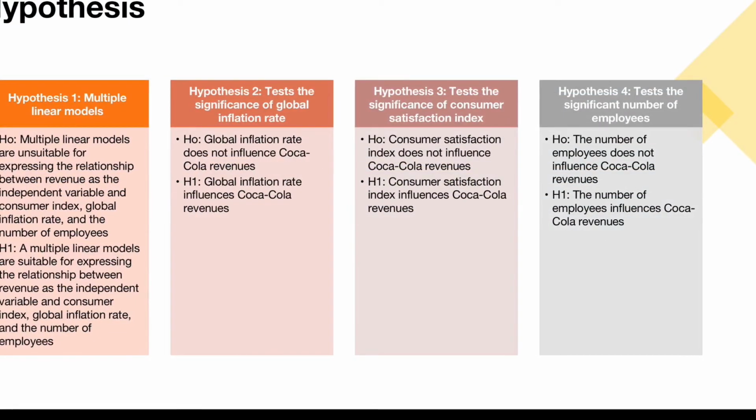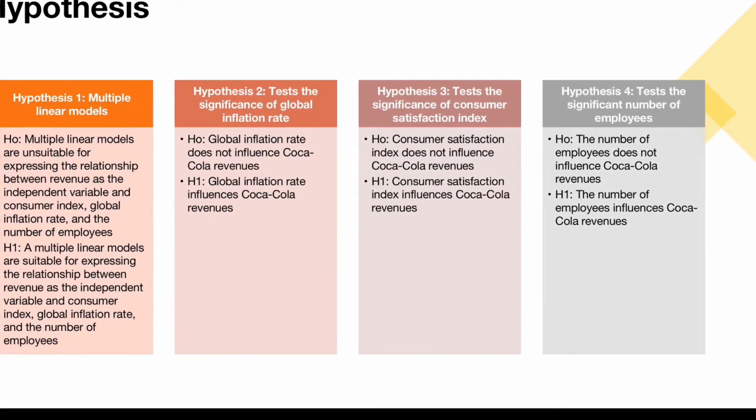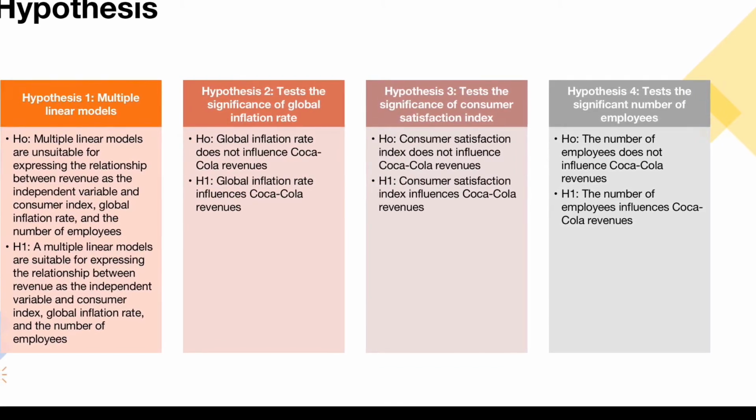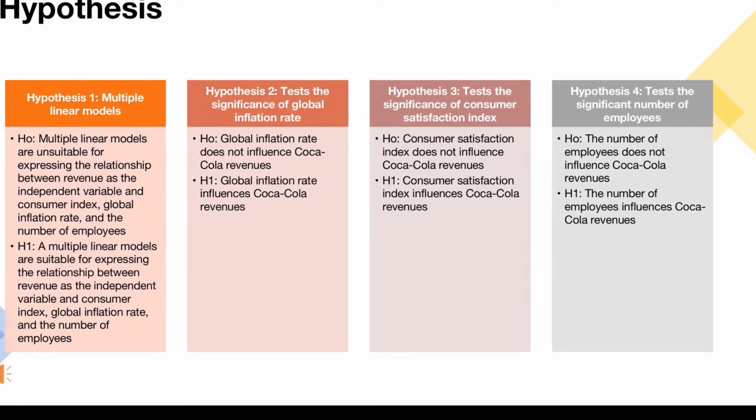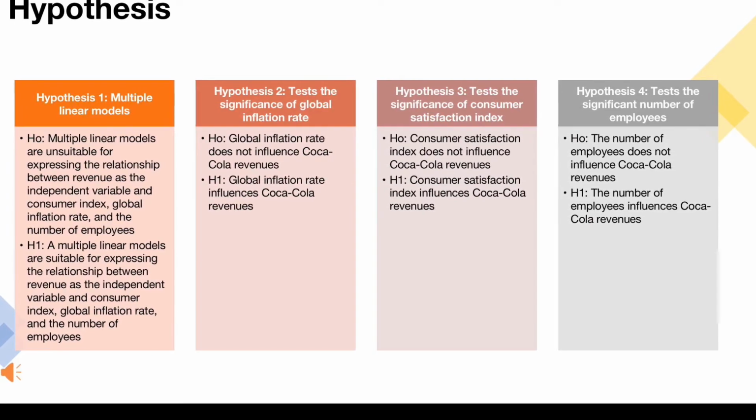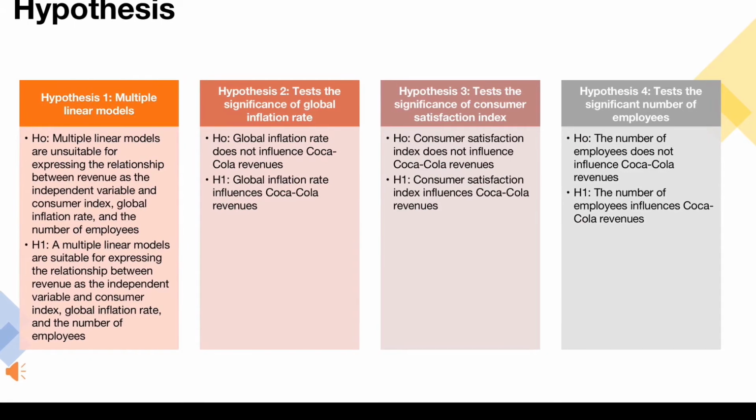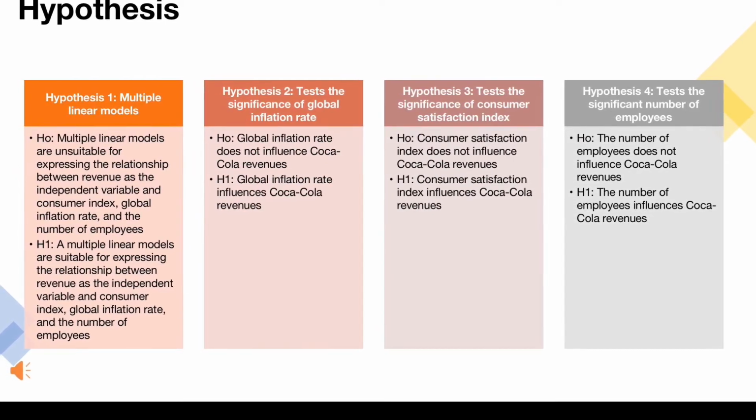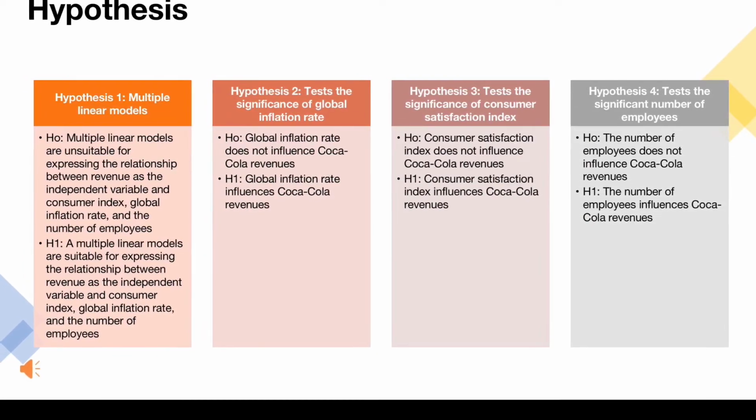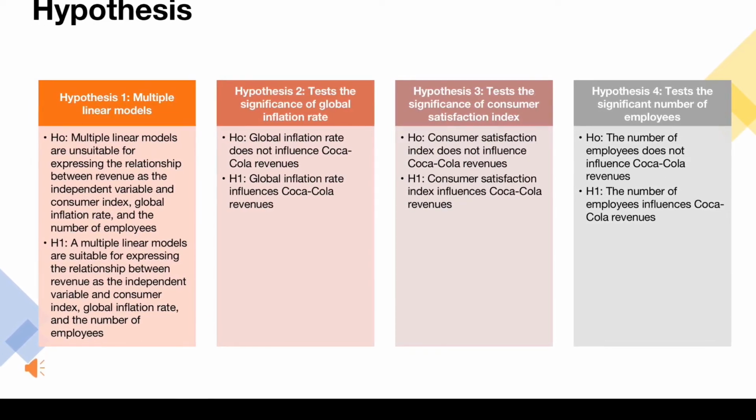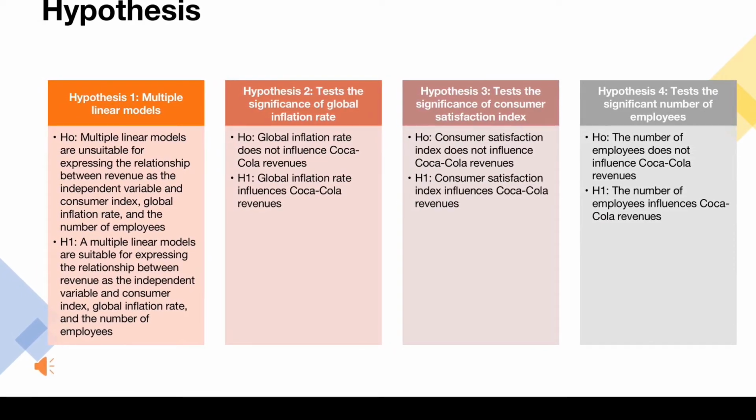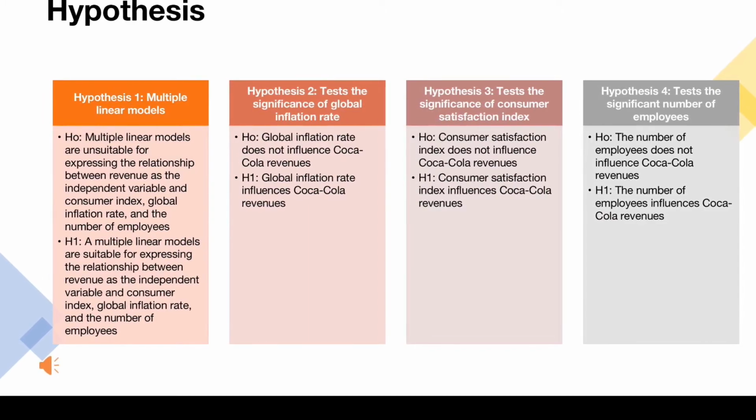Now let's see this slide. Our study examined the influence of various variables on the revenues realized by Coca-Cola. Hypothesis testing will help us to determine whether these variables affect the company's sales or not. There are three variables in this model: the global inflation rate, consumer satisfaction index, and the number of employees, and we will use the F statistic here. Also, we will test the hypothesis of the multiple linear model, testing the significance of the global inflation rate, the consumer satisfaction index, and the number of employees. We can see all of it here. Now let's see the next slide.